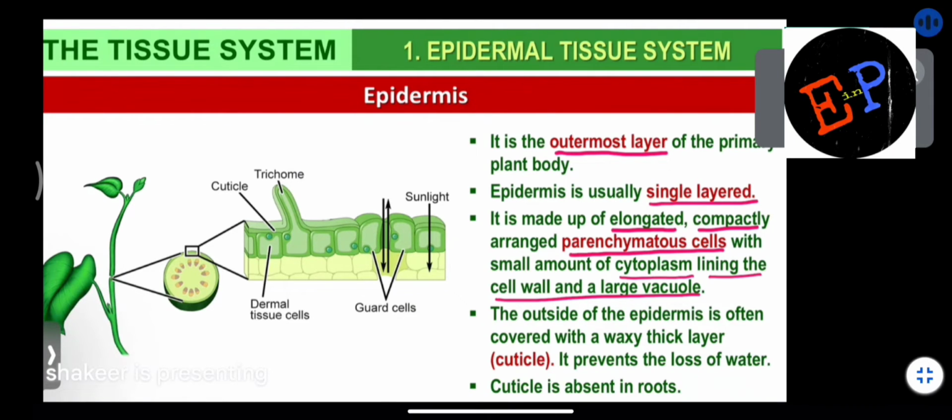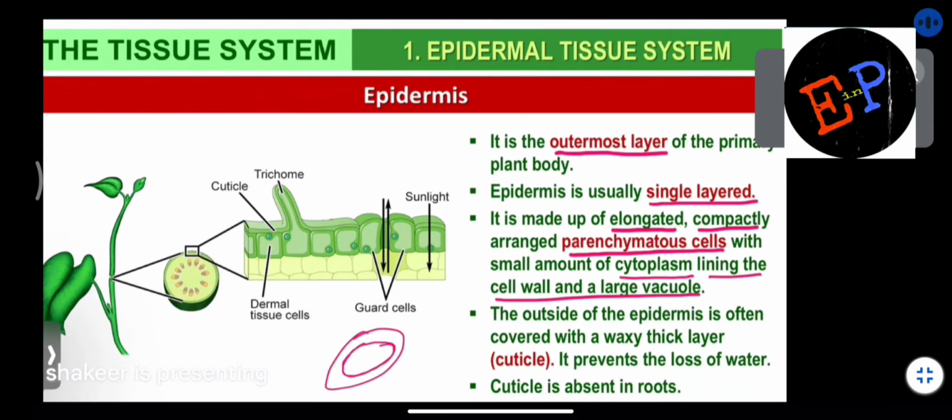So what types of cells does it have? Elongated cells are present. Compactly arranged means they are very closely packed. And what kind of cells? Parenchyma cells. Cytoplasm is very little, a small amount is present, and a big vacuole is present. What is meant by vacuole, we studied in the last class. If you take this as a cell, the water component of the total cell is enclosed by the vacuole. It covers nearly 70 to 80% of the total volume of the cell. That is called the vacuole.